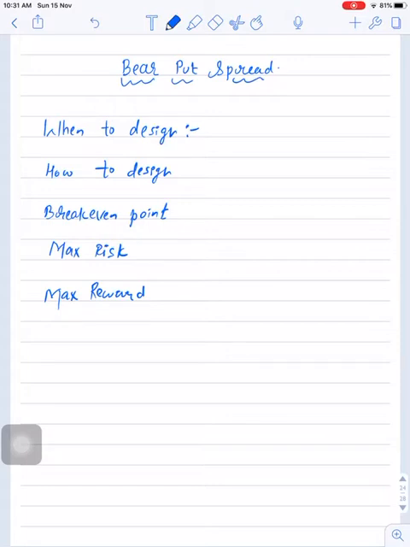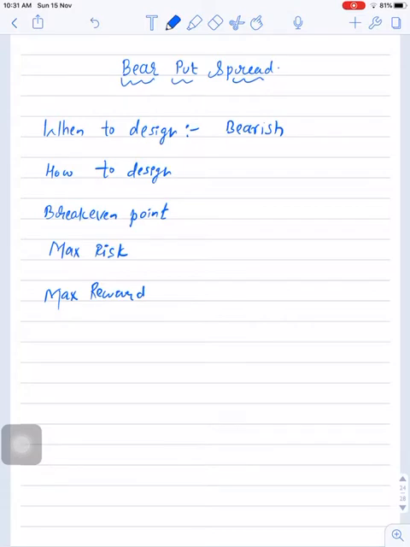Now you have two choices. Whenever you have a bearish view, either you can design bear call spread or you can design bear put spread. So we have understood what is bear call spread in the previous video. In this video we will focus on bear put spread. So when to design? Very simple. When you have a bearish view, you can design bear put spread.